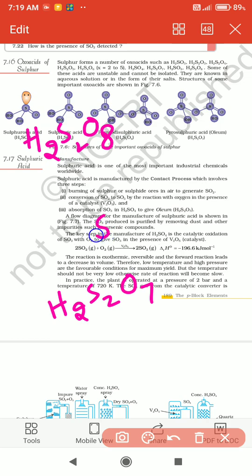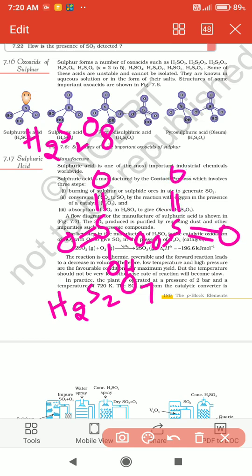There are two sulfur atoms. Next, double bond O. Here one OH and one oxygen atom, and here one oxygen where bonding takes place. Double bond O, next double bond O, and OH is present. So this is the structure for H2S2O8. That means the two oxygen atoms in the middle are joined by a single bond, forming the peroxo linkage.